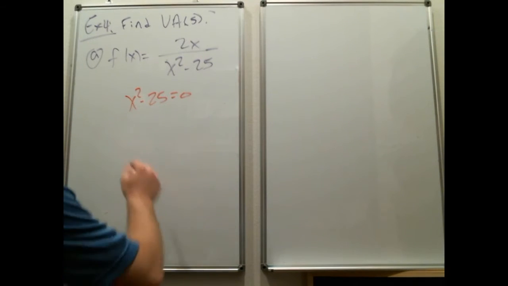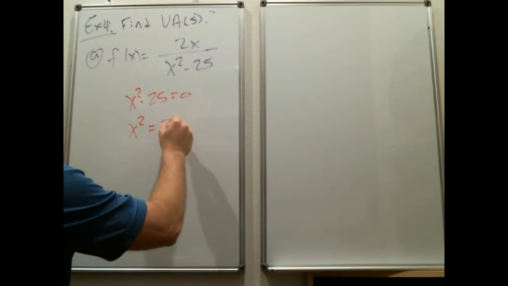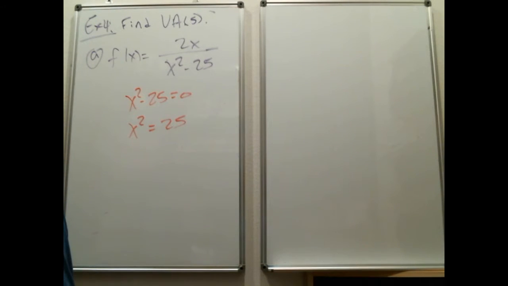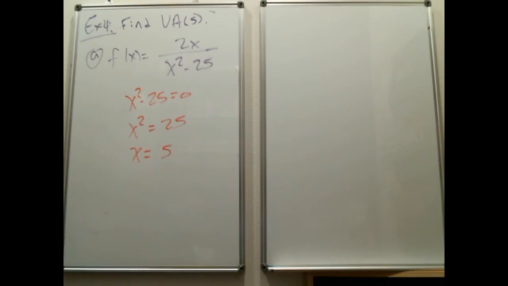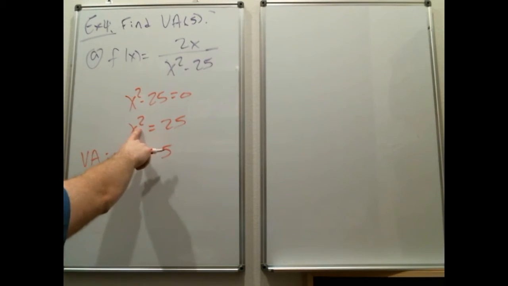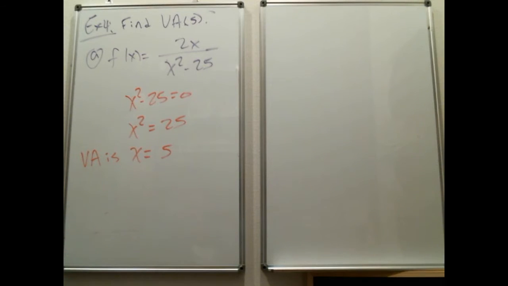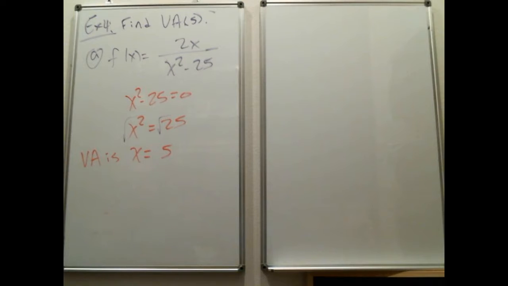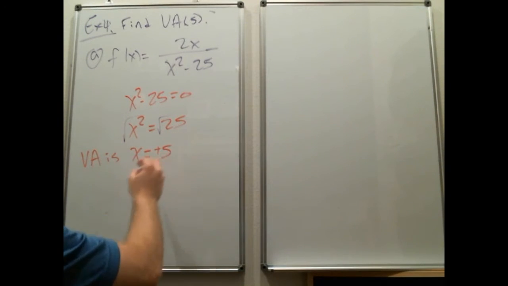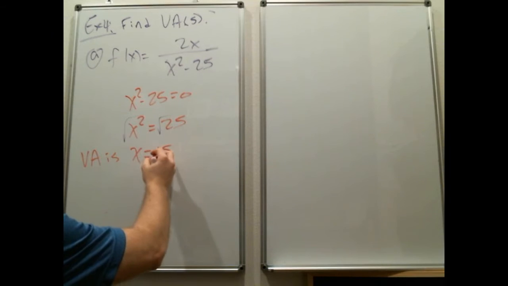Alright, add 25 to both sides, and square root both sides. So x is equal to 5. And so this is actually your vertical asymptote. VA is x equals 5. But this would be the trap answer. Because anytime you introduce this square root, like we did here, we square rooted both sides, you have to account for the plus or the minus.